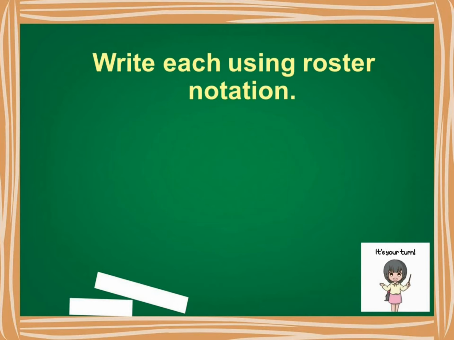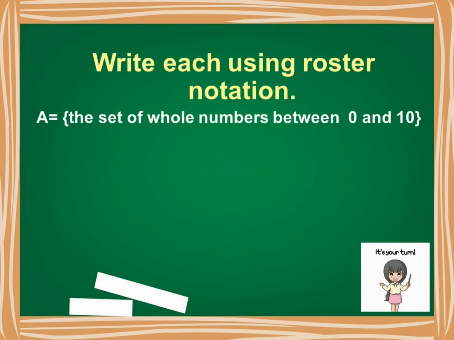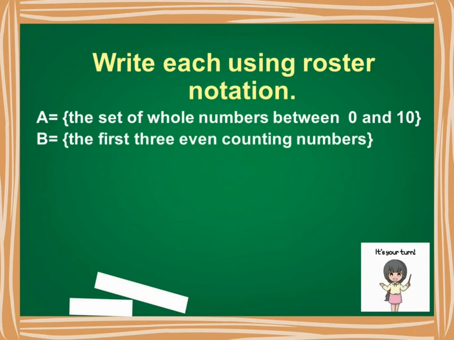Write each set using roster notation. Set A, the set of whole numbers between 0 and 10. Take note, between 0 and 10. Kasama ba si 0 and 10? Next, set B, the set of first 3 even counting numbers. Be mindful of the keywords used in every set.